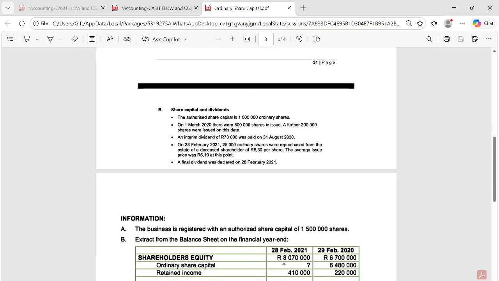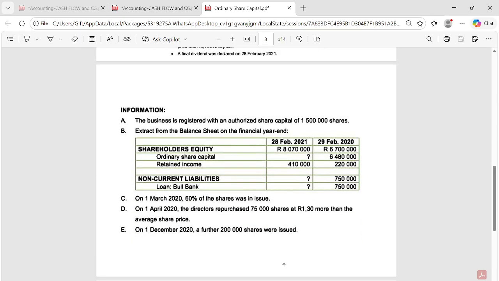Now if we move here again, you can see they've given us the trial balance. They've given me the ordinary share capital at the beginning and at the end. How am I going to find it? I'm going to say this minus this, and I get the ordinary share capital at the end of the year. And then 60% of the shares were in issue at the beginning of the year, so shares at the beginning will be 60% of this, and the value at the beginning is this amount. Shares were repurchased at 1.30 more than the average, meaning this is the above price.